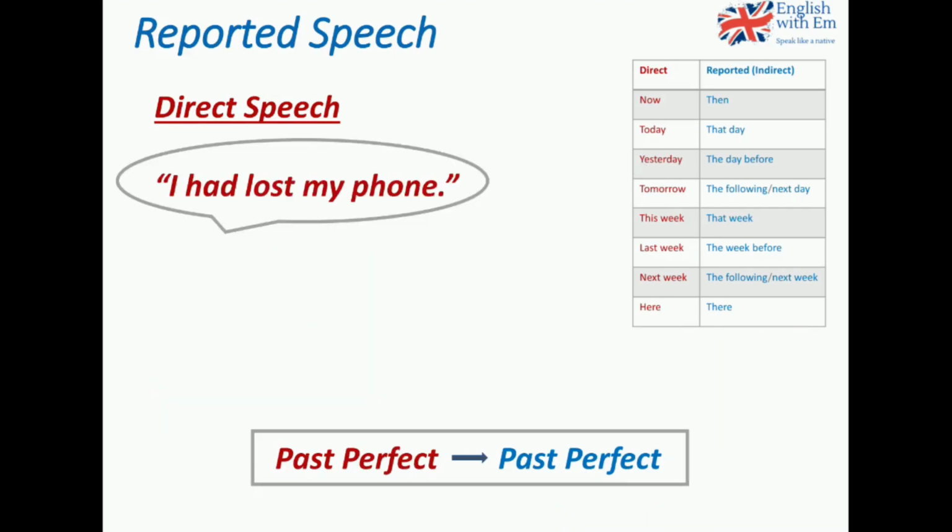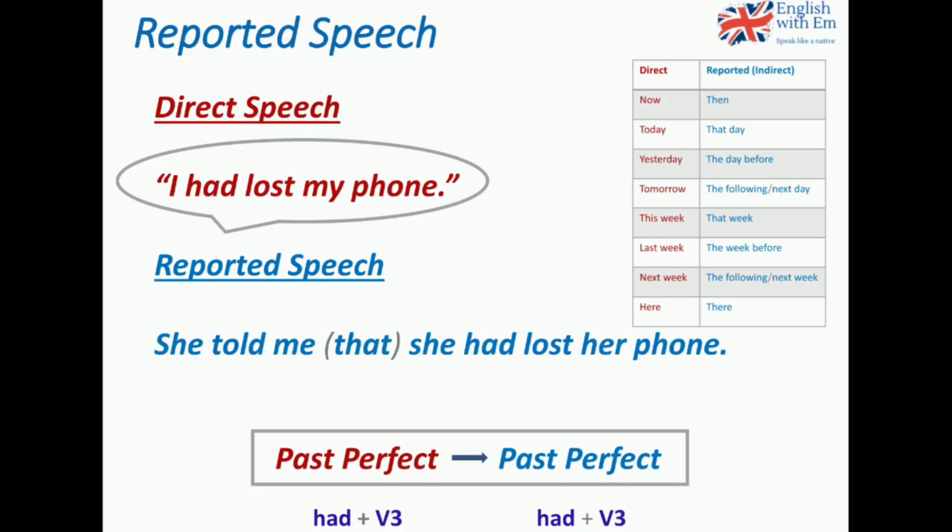Past perfect, I had lost my phone. Now, past perfect is quite simple in reported speech because, as you will see, we have had plus the past participle. And in backshifting, well, you can't shift any further back than past perfect. It is the furthest past that you can have. So past perfect is past perfect. It doesn't change. She told me she had lost her phone. So the pronouns change.